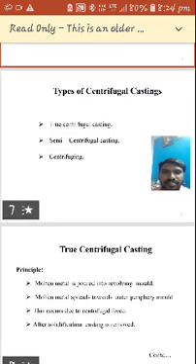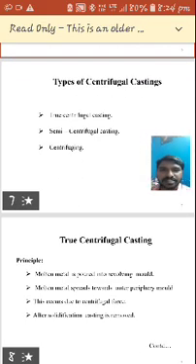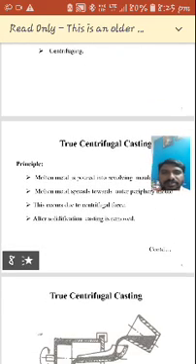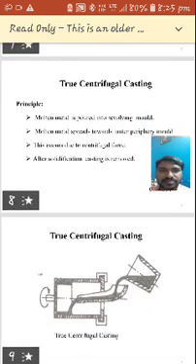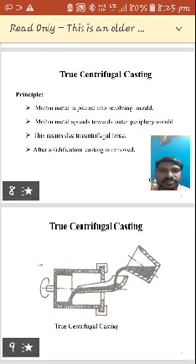Now, the types of centrifugal castings. We discussed a few of them earlier, at the start of this class. The first one is true centrifugal casting, the second one is semi-centrifugal casting, and the last one is centrifuging. These are the three types of centrifugal castings. The first one we'll see is true centrifugal casting.